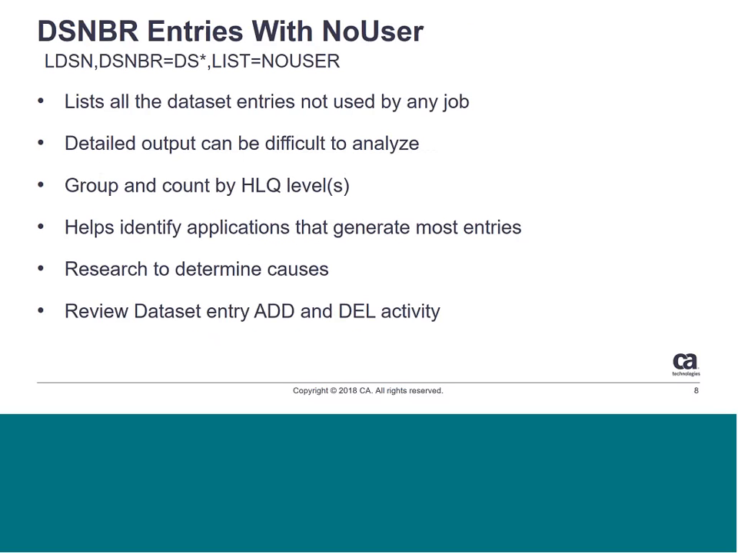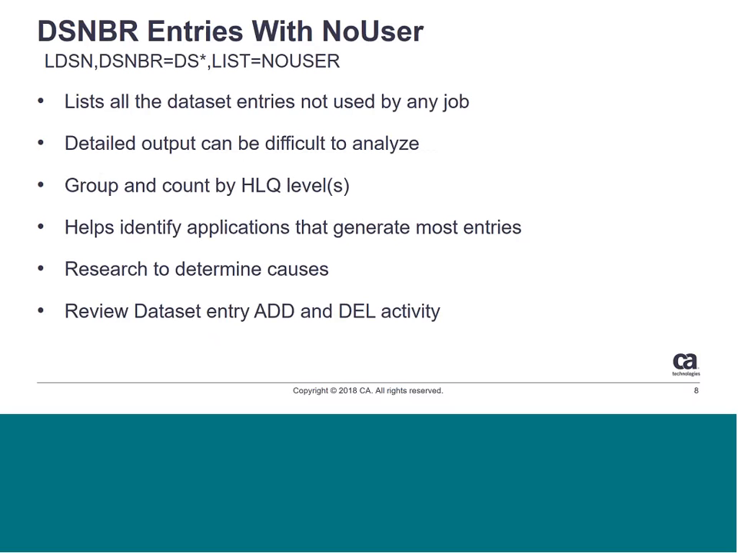So, looking at datasets first of all, the way you do it is use the LDSN command with an option saying list equals no user. What that does is list all the dataset entries that are not being used by any job in your system. The only problem is it produces a very large, long report, all text data. And so it can be difficult to actually analyze and figure out what you've actually got in there, what's used or what's not used, and how do I go about addressing it.